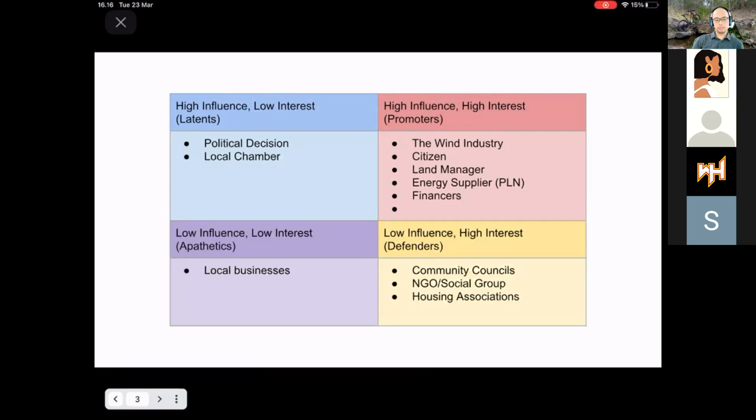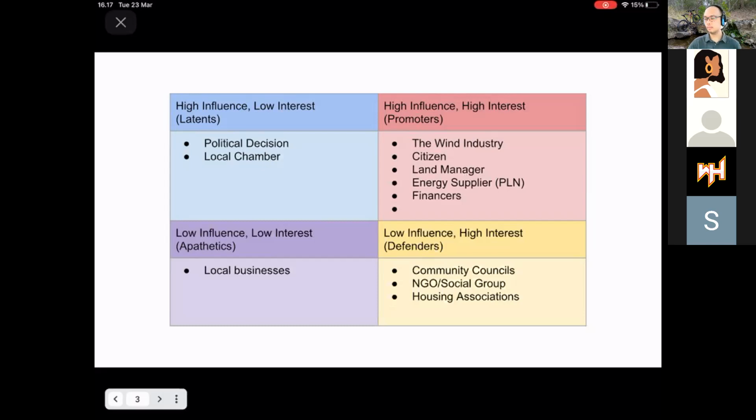Then in the latents group, we definitely recognize the high influence that political decision makers have in this case, but we put them in low interest because we see them as a higher power. I think they will only need to make decisions at the end of the project. When everything is settled, we can propose to them the projects that we will do, and then they will decide whether or not they agree with what we've come up with. So which is why we put them in low interest and in the latent group. And I think the same goes with the local chamber.